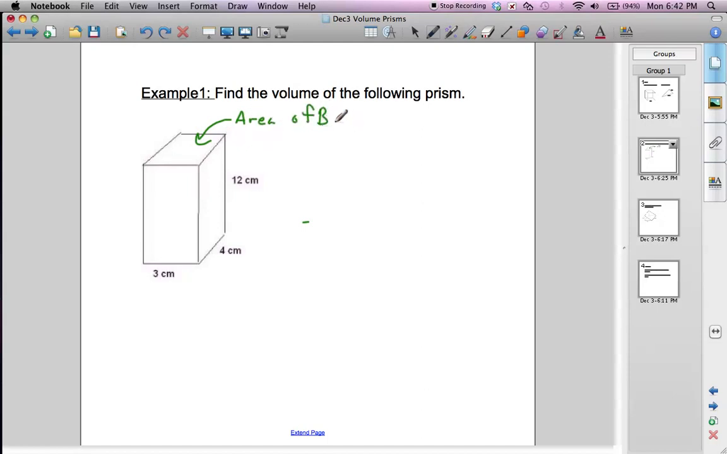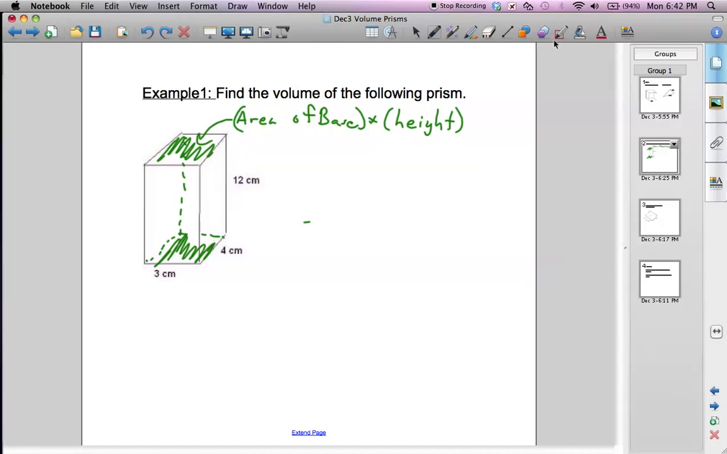And then you're going to multiply that by the height of the prism. In the case of a rectangular prism, you can take any of the faces to be the base because they're all rectangles. But I'm going to take the 3x4 rectangle on the bottom and the 3x4 rectangle on the top as the bases. So I'm going to find the area of the base times the height.